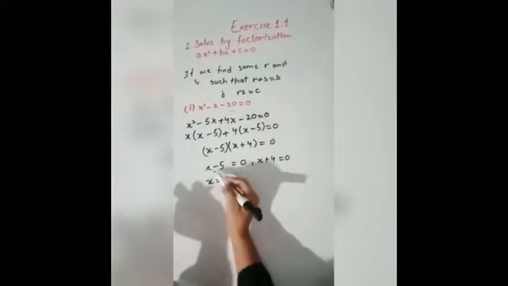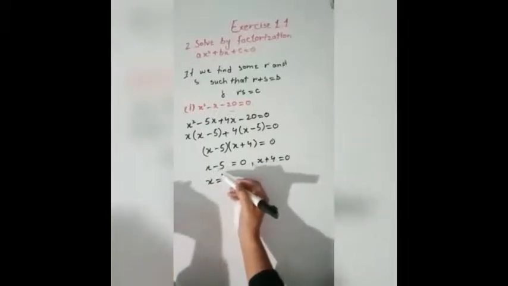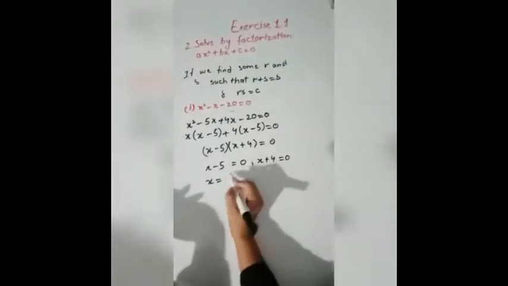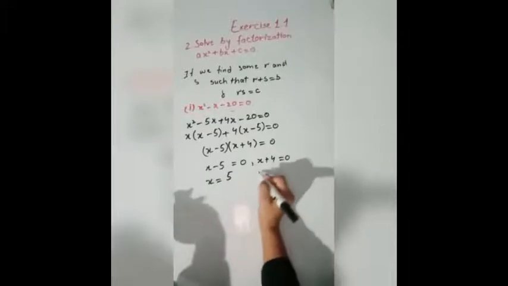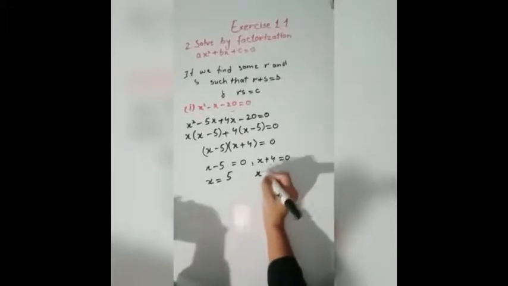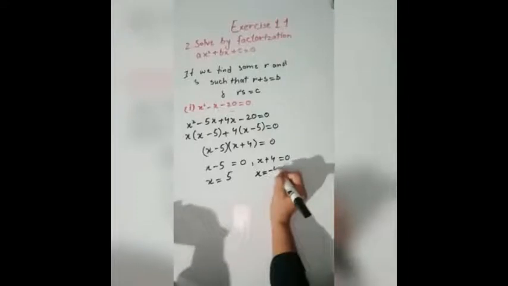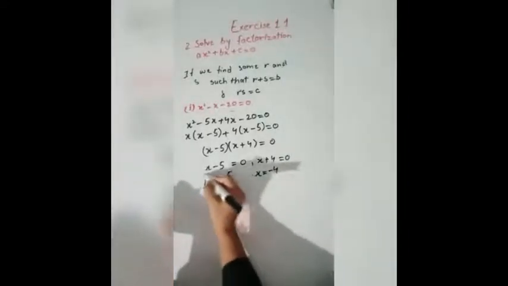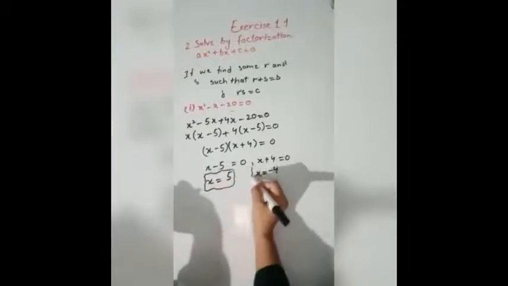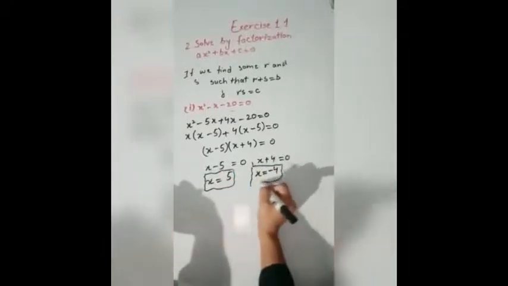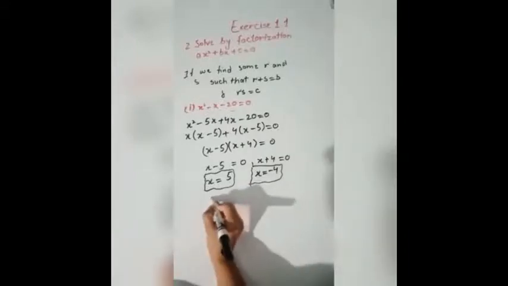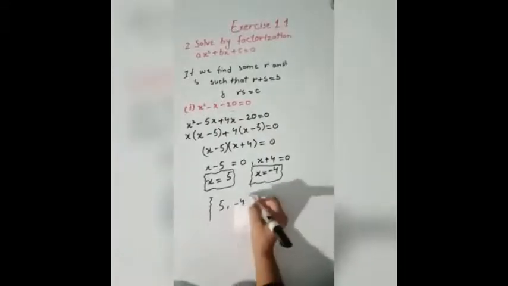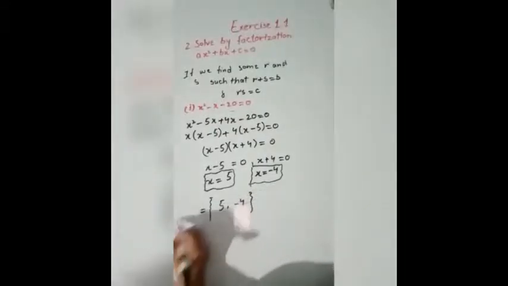X is equal to what? Here this is in minus form. If we take this from here to there, then it will be plus. Same as this, x is equal to minus 4. So we got two values of x. We write in the solution set 5, minus 4. This is the solution set.